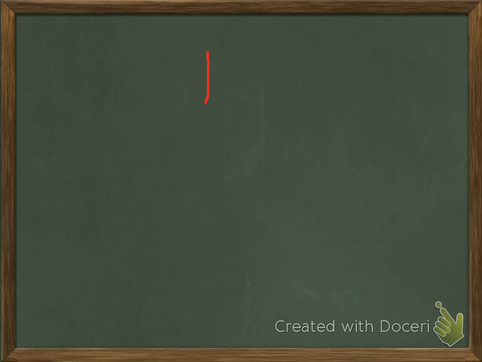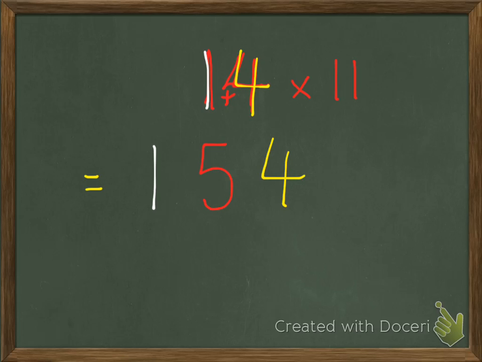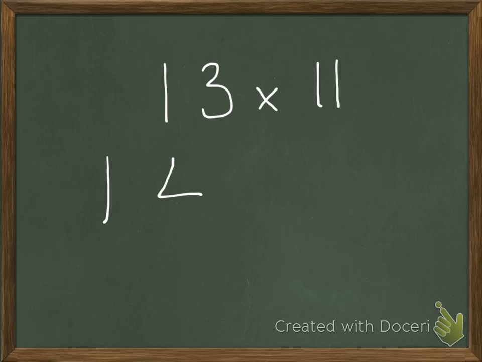How about 14 times 11? Well, that's 100. Add the two together, and 50. 4. Let's do one quickly. So 13 times 11 is 143.